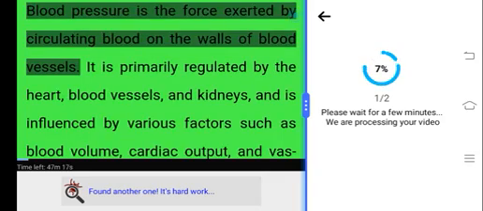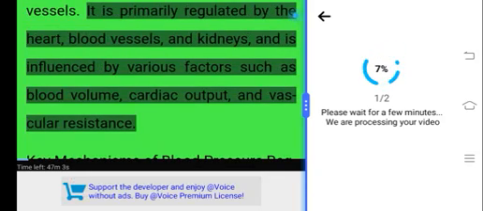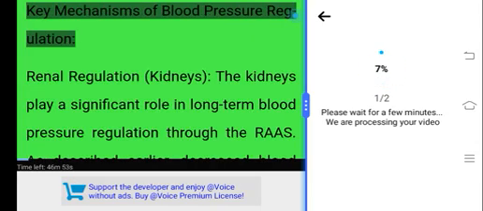Blood pressure is the force exerted by circulating blood on the walls of blood vessels. It is primarily regulated by the heart, blood vessels, and kidneys, and is influenced by various factors such as blood volume, cardiac output, and vascular resistance. Key mechanisms of blood pressure regulation.